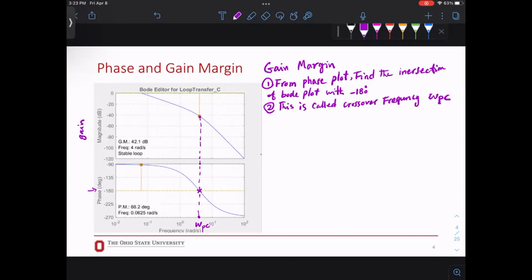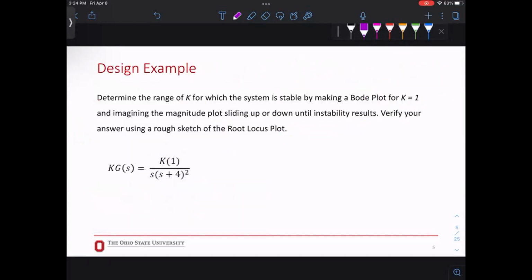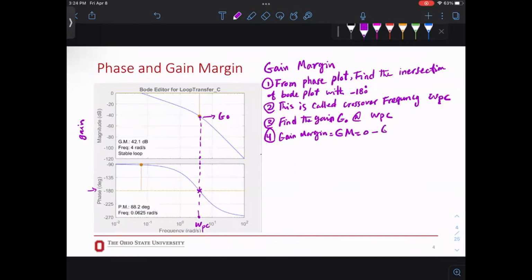Now, if we continue and intersect with the gain plot, we find the gain. I'm going to call it G0 at omega PC. So this is omega PC, this is G0. Now, gain margin, GM, that's not the car manufacturer, is 0 minus G0. Why 0? Not the maximum. You remember at 0 dB, we didn't want to be at negative 180.